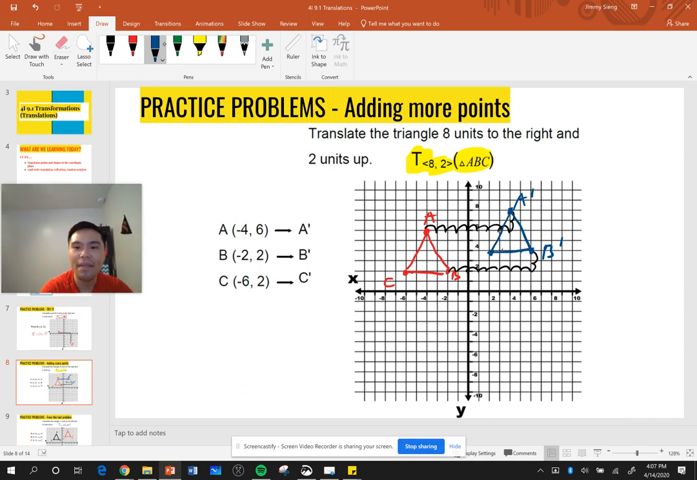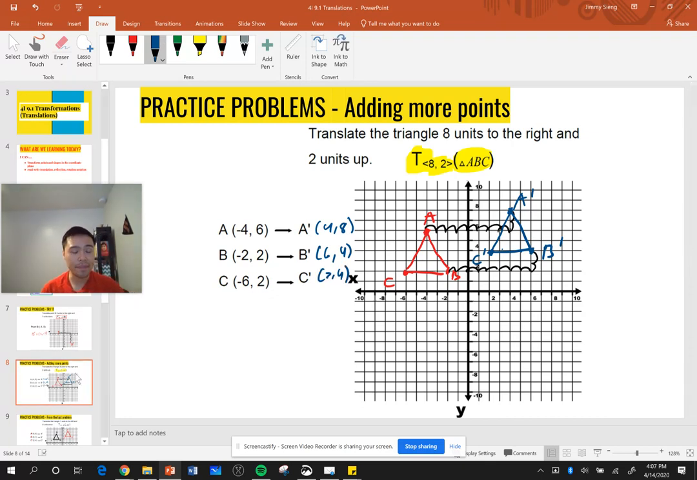Okay, and there you have it. You have triangle ABC getting translated to A prime, B prime, C prime, okay? If I wanted to, I could put those points in. We could say that's 4, 8, right? 4, 8. And then we could say that's 6, 4, and then 2, 4, right?